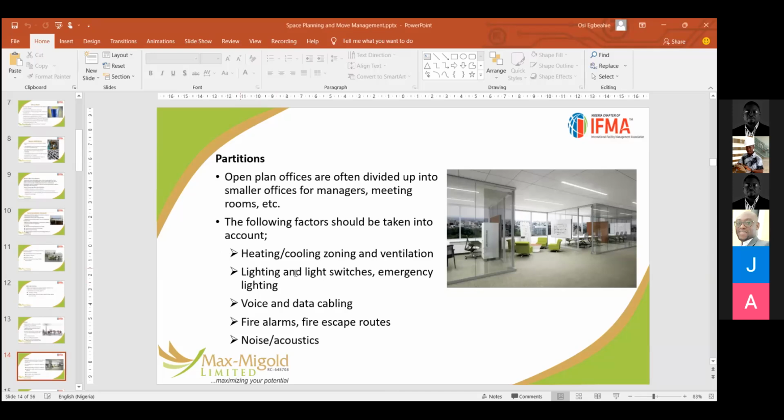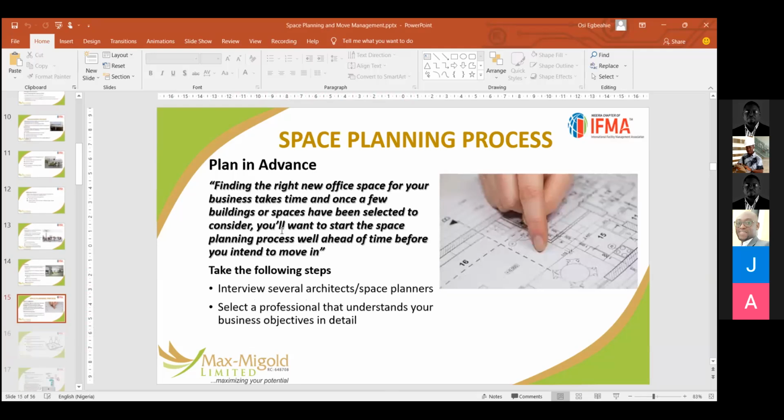Also, you look at the lighting, the light switches and emergency lighting. Of course, you need to ensure that the lighting of each of the offices is properly done. Look at the voice and data cabling. Look at the fire alarm and fire escape routes, and the noise and acoustic levels for each of the spaces.